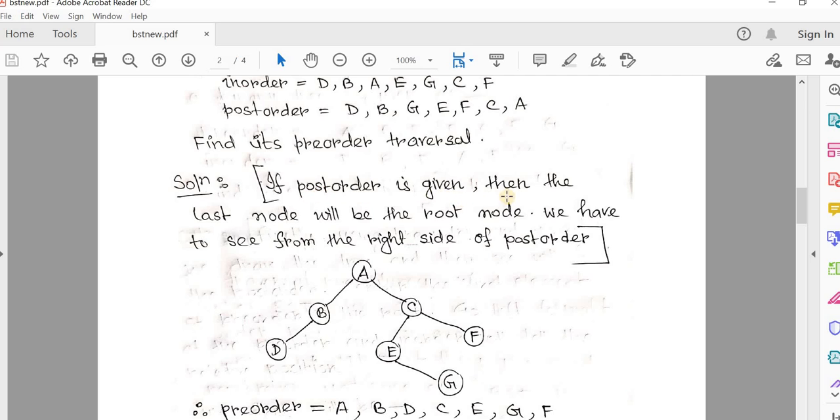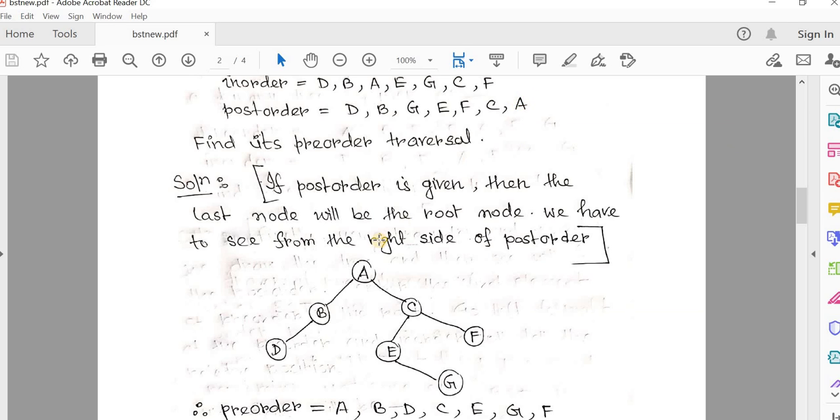So if post order is given, then the last node will be the root node, so we have to see from the right side of post order. Okay, that means the last element of post order will be the root element. In pre-order the first element is the root, and in post order the last element is the root node. So this last element will be the root node, and we look from the opposite side: first A2, then C, then F, then E, G, B, D. So we go from right to left. And in in-order we have to see the position where it comes. Okay, clear?